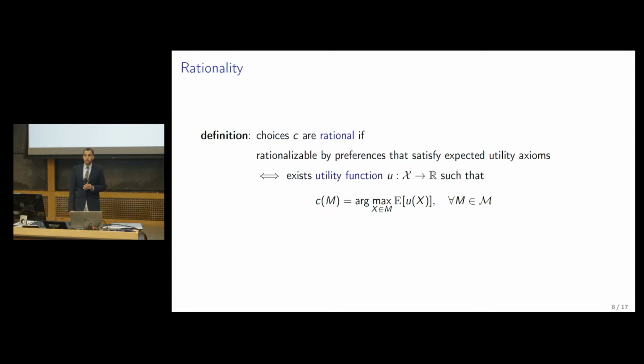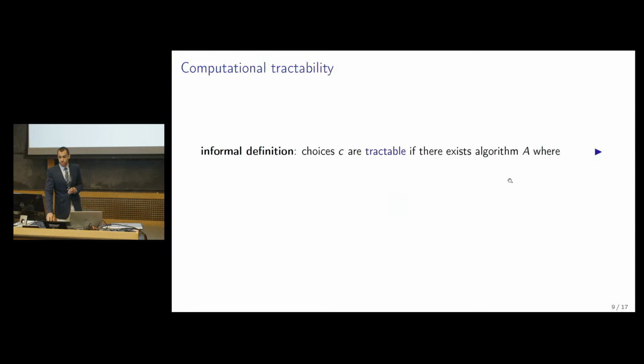Notice that the utility function is just a way of representing the choices. It's an as-if definition, so it doesn't necessarily mean something intrinsic about what the decision maker cares about, and that will be important later on. Okay, and then finally, computational tractability.